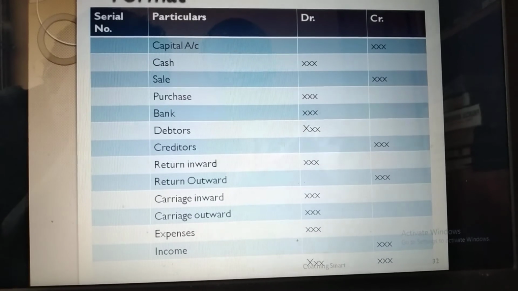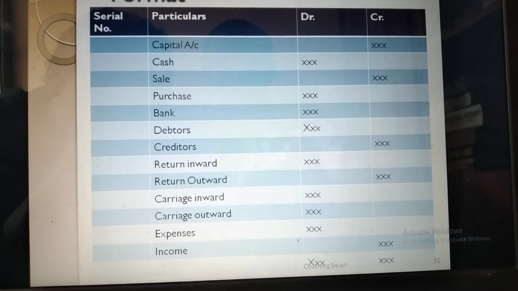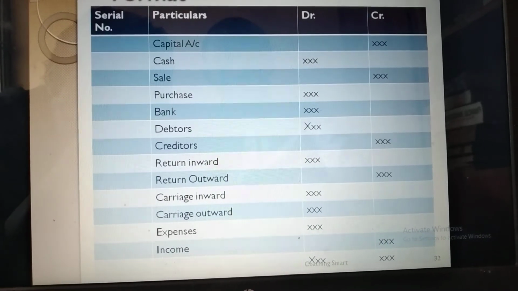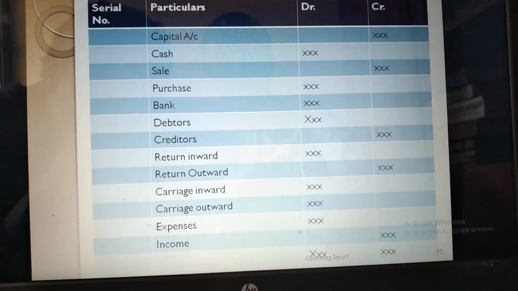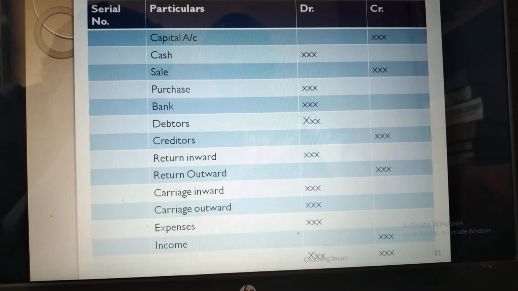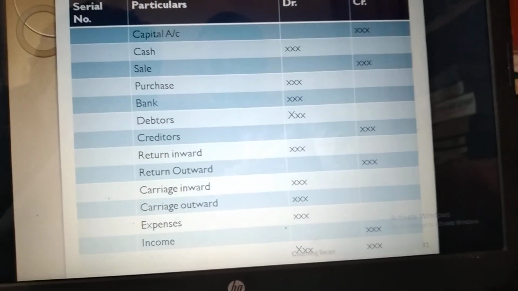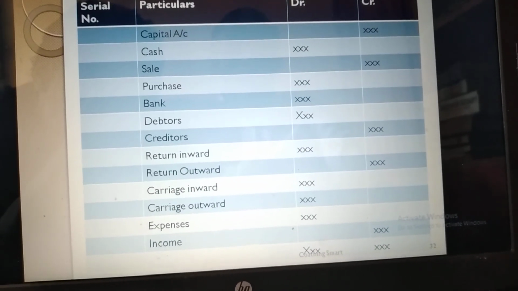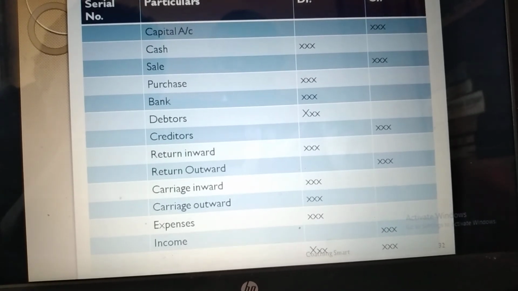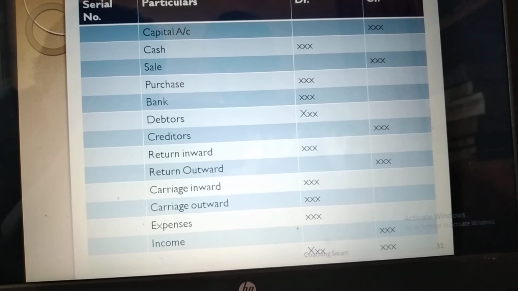Bank account, which is debited. Debtors, which is debited. Creditors, which is credited. Return inwards, which is debited. Return outwards, which is credited. Carriage inwards, which is debited. Carriage outwards, which is debited too. Expenses, which is debited. And income, which is credited.